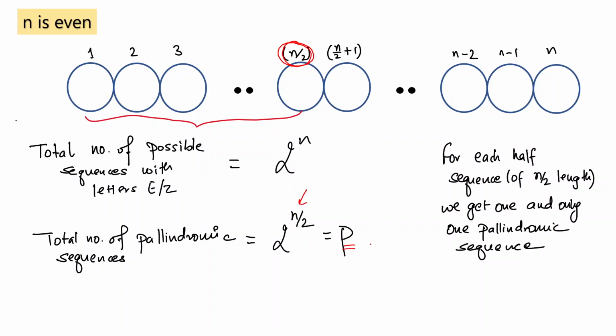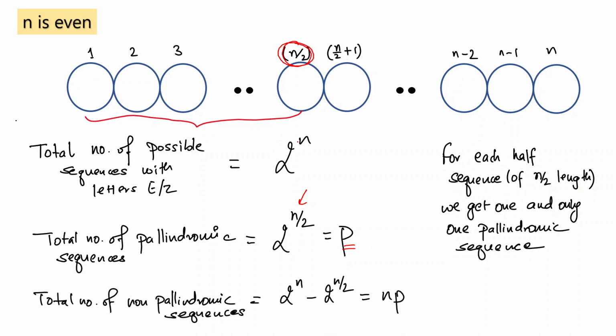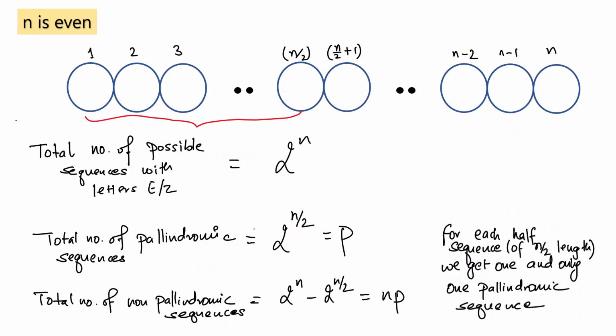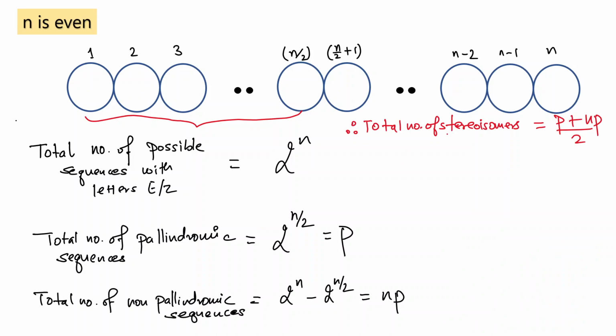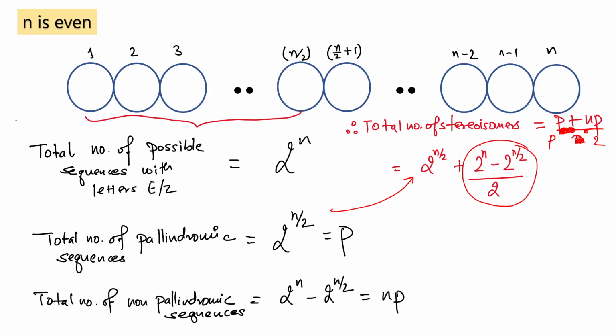Let's call it p. So how many non-palindromic sequences? You just have to subtract from the total number of sequences the number of palindromic sequences, and then you get your np. And then you get your total number of stereoisomers: p plus np by 2. You take all the palindromic sequences and then half of the non-palindromic sequences. So you get p here and np by 2.